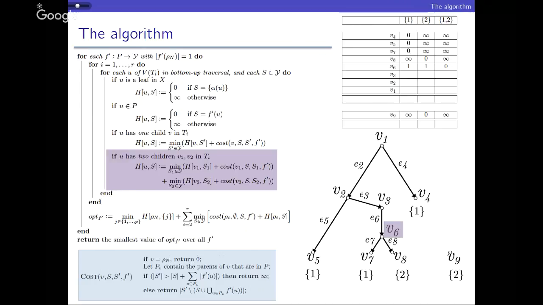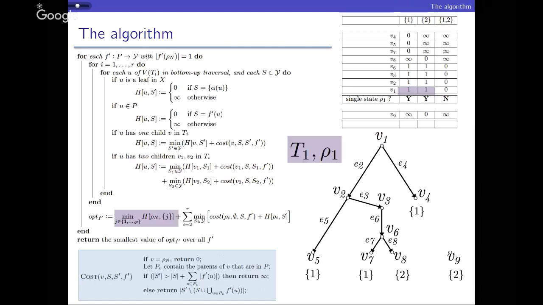So we do that for the nodes. The same goes for an internal node with one child. It's the same, but only one child. We go on in a bottom-up fashion. And as soon as we have finished filling the matrix for all the nodes, we have to glue back the network, and we compute the overall cost.